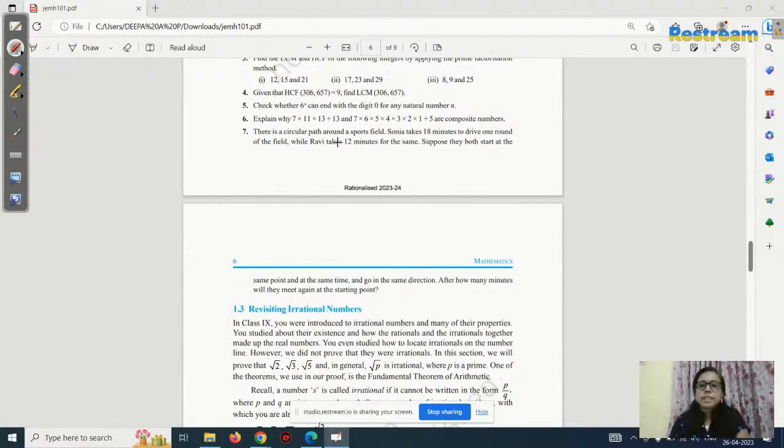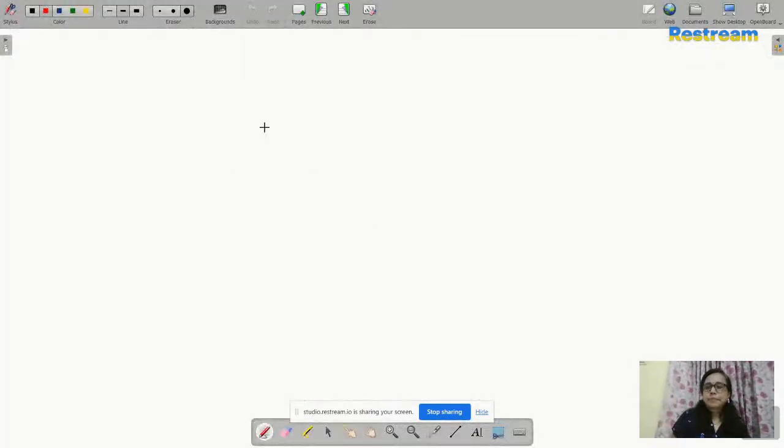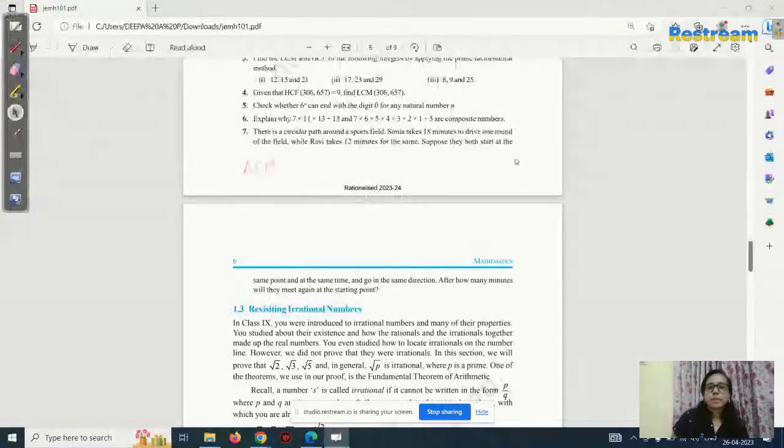Now see this, one circular path is there. Always in this chapter, either you want to find out the LCM or you want to find out the HCF. Always this will be the question if you are getting a word problem like this.